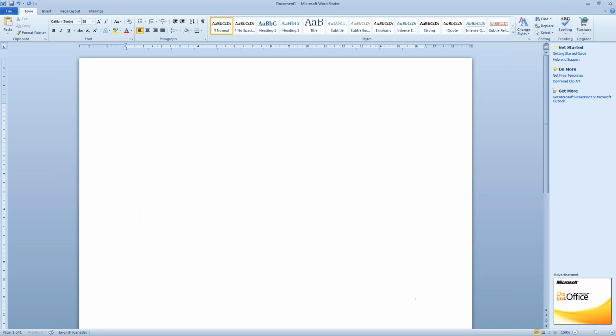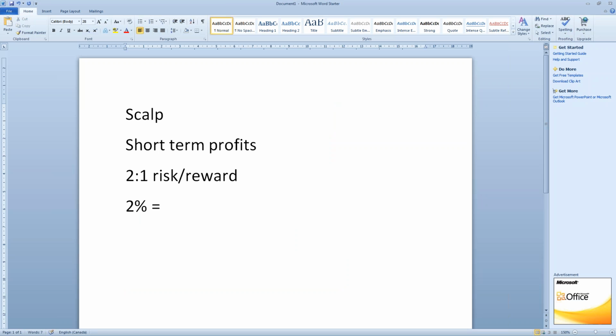So let's take a look at the scalping scenario first. We're looking for short-term profits, and we're going to say that we're going to risk twice as much as we have for a profit target. I know I don't usually talk about risk-reward ratios, but this is one where we're going to incorporate it. So we're going to risk twice as much as we're looking for a reward. So what's our risk? Well, our risk is 2%. And let's say we're trading a $10,000 account, so we're going to have $200 per trade.